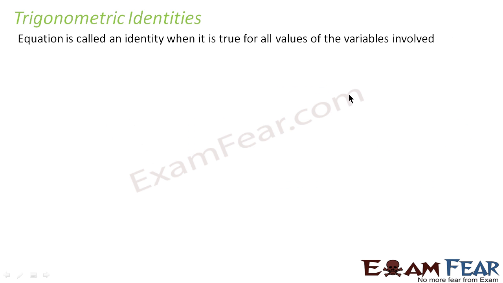Now let's understand what is called a trigonometric identity. An equation is called a trigonometric identity if it is true for all values of the variable. So any statement which is true for all values, for any value of theta you give, if a particular equation is true, that means it is an identity.